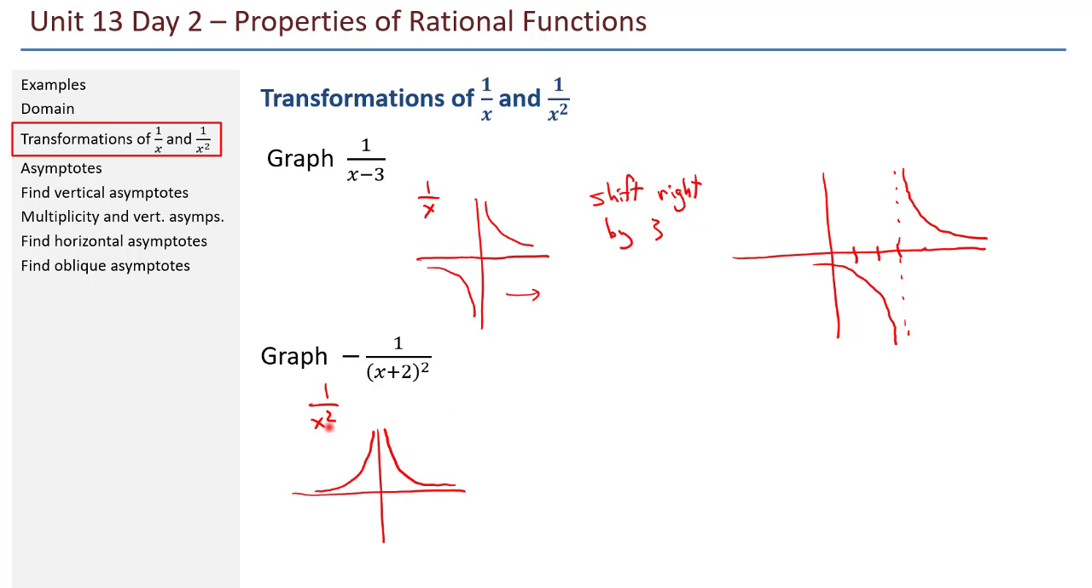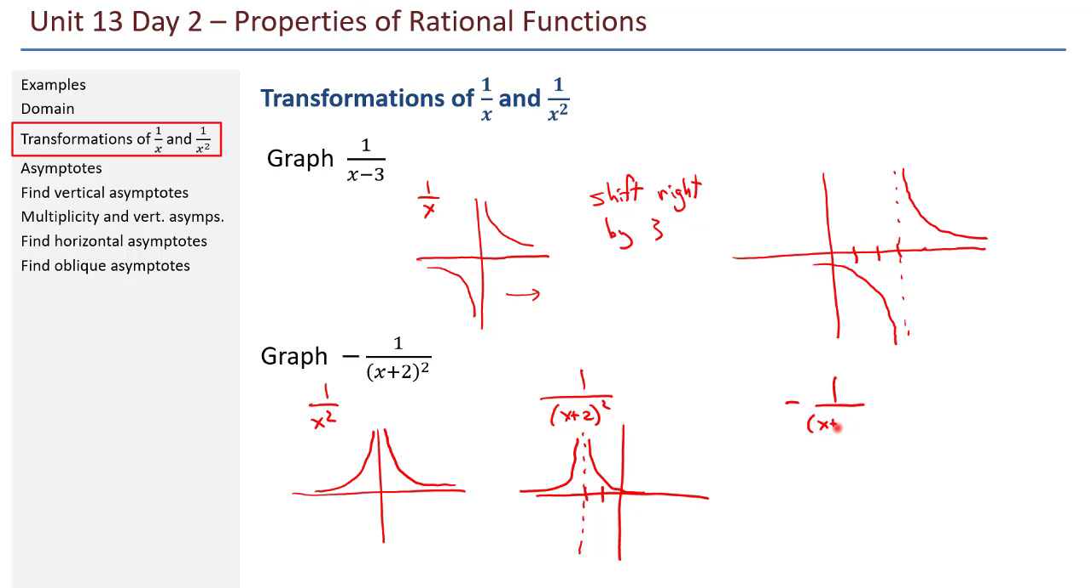And then from there, let's make 1 over x plus 2 squared. So I'm getting closer, so I need to shift to the left 2 units. So I'll make some axes. I'll go to the left 2 units, make my dashed line, so everything gets shifted over to the left like that. And then the last step is to negate the whole thing.